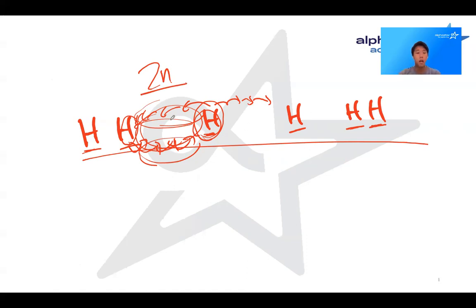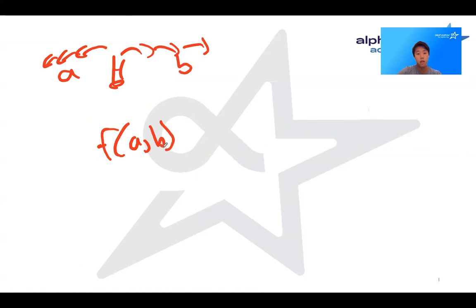But to get A and B, I think an easy way is for every H, you go to the right as much as you can, and go to the left as much as you can without encountering another H. Then you use this to get A and use this to get B. Then you call f of a, b, and you add it to your answer and you move on to your next H. And then after this, you do this for all the G's. So that's our algorithm, right?